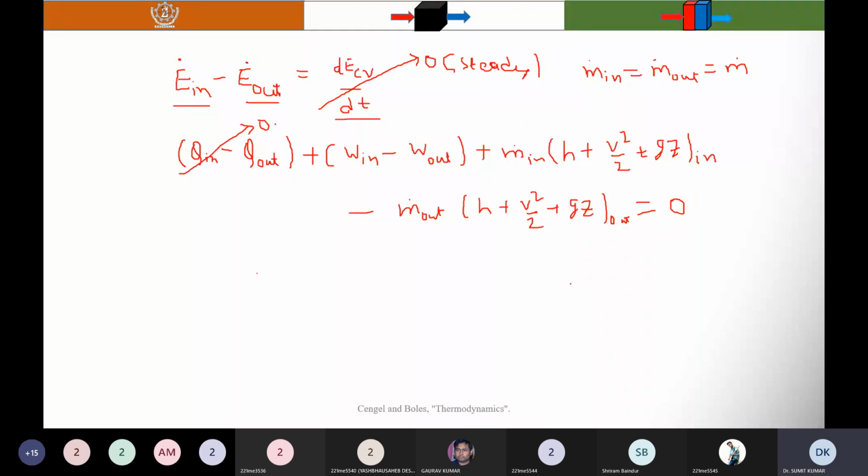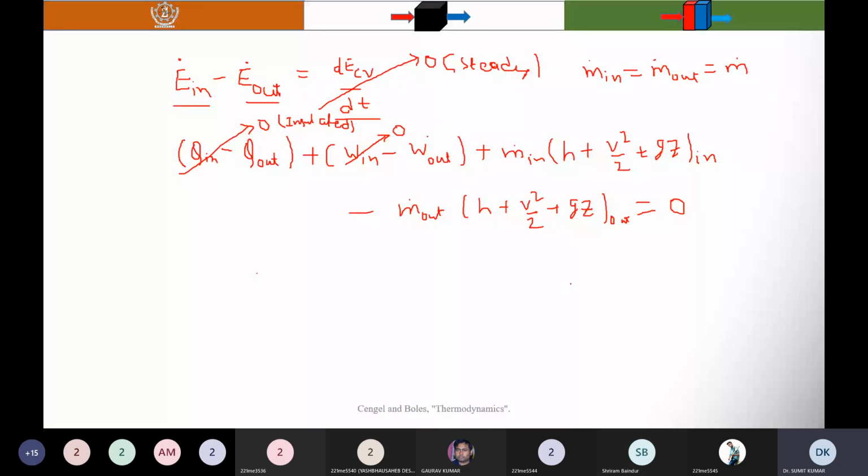So you can say that it is insulated. And W in is zero. What is the meaning of that? You know that the turbine is a work producing device, not a consuming device, so W in is equal to zero. W in represents the work done on the system, so you are not doing any work on the system. So this term becomes zero.